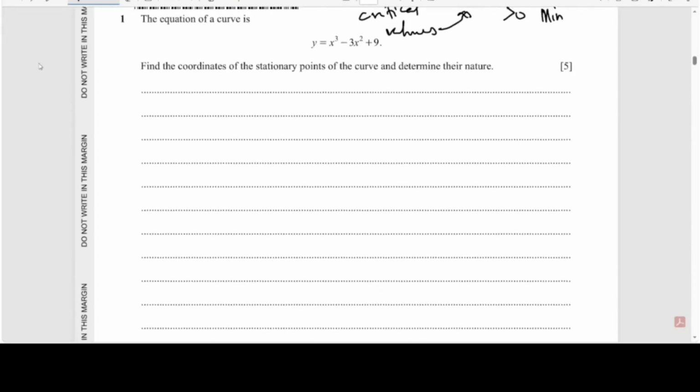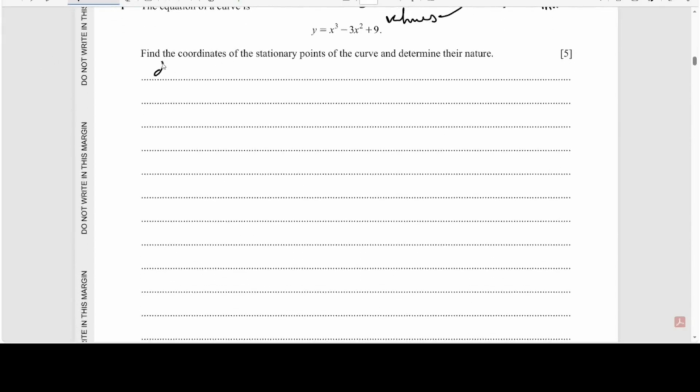So first, let's find the first derivative. dy/dx is equal to, you drop the exponent 3 and then subtract 1 from the exponent, so 3x squared minus, same for the next term, 6x, and then plus 0. Then you equate that to 0. So we get a quadratic, which you can decide to divide through by 3, or you can go straight ahead and factorize it. That's also accepted.